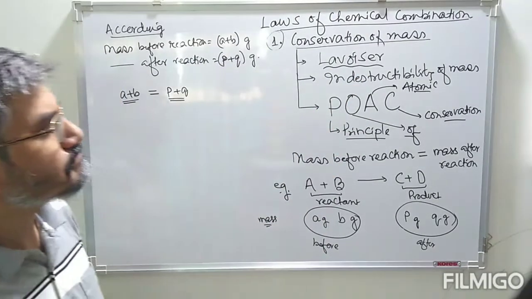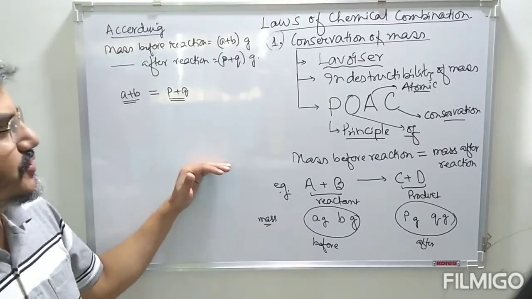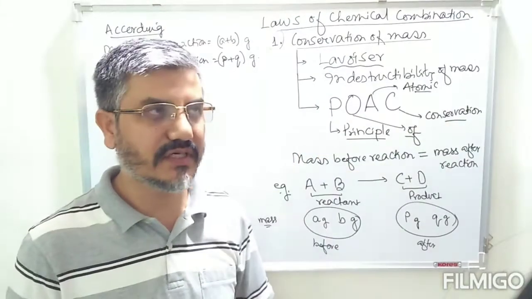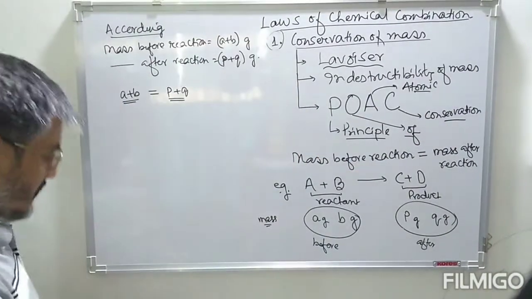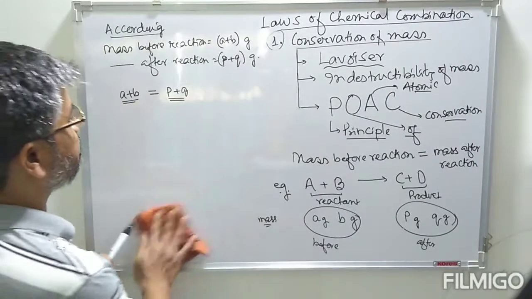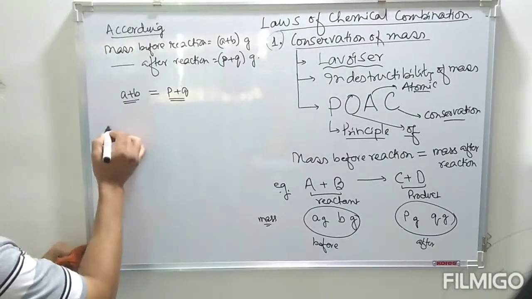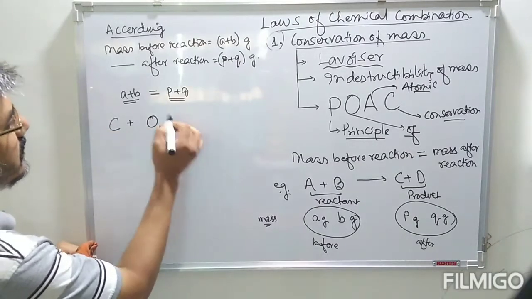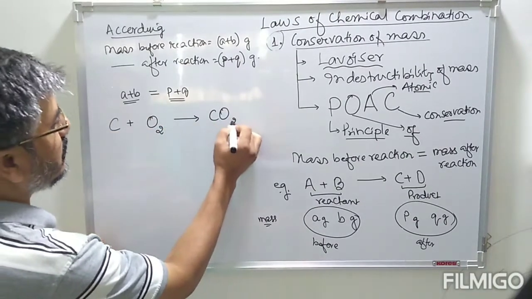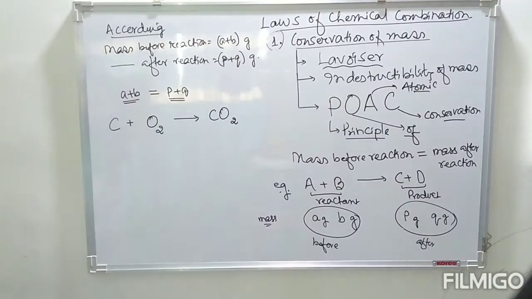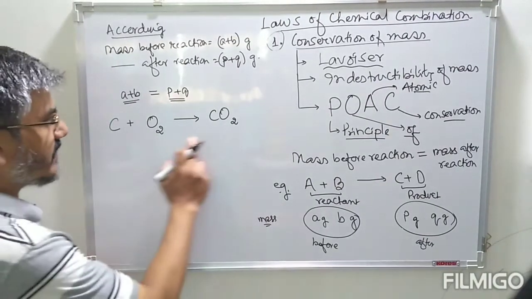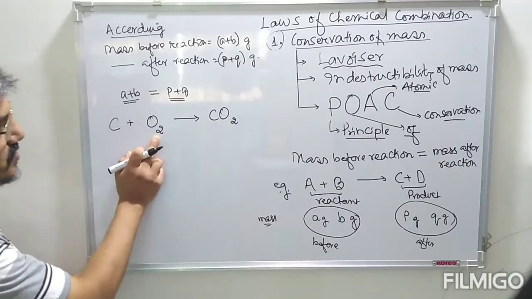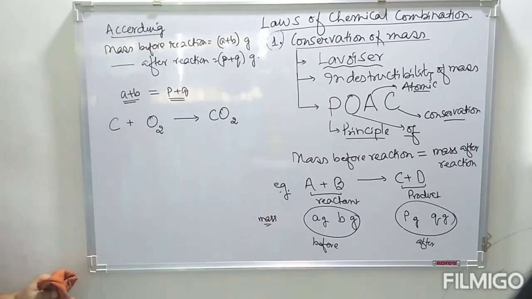So simply saying, in normal chemical reaction, mass before the reaction and mass after the reaction has to be the same. So let me give you some chemical examples. Suppose we have carbon combining with oxygen, and this gives you carbon dioxide. If you look at this chemical reaction, it is completely balanced. We have one atom of carbon, one atom of carbon. We have two atoms of oxygen, we have two atoms of oxygen.